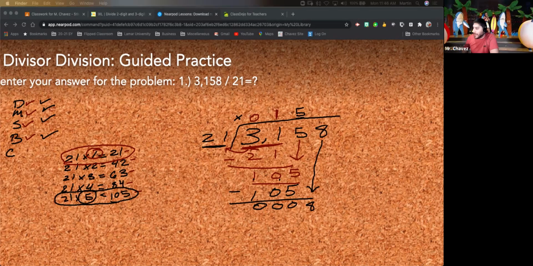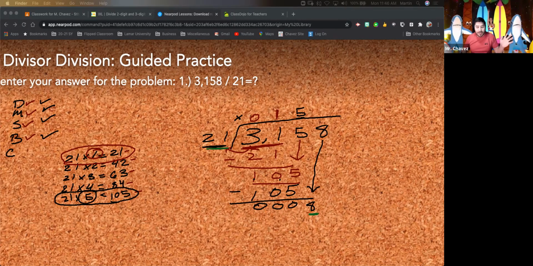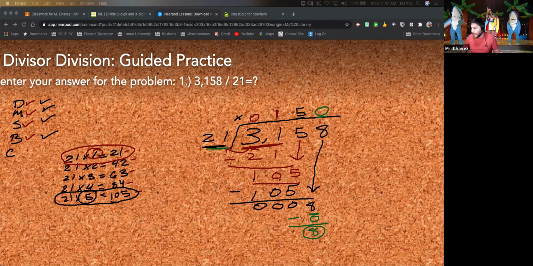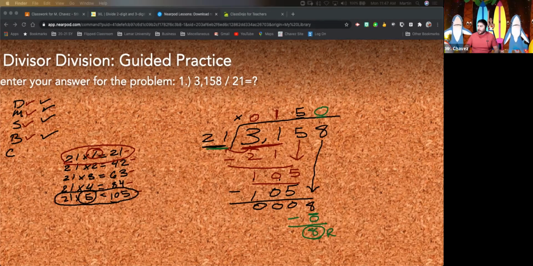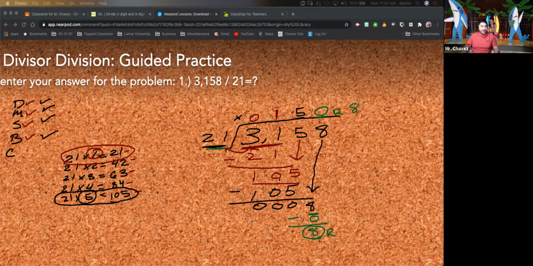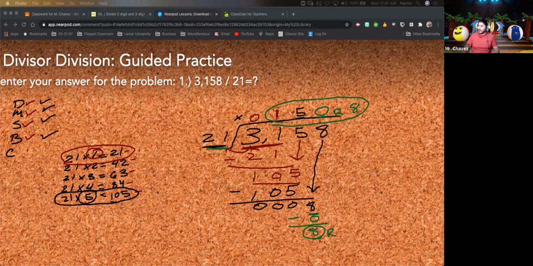All right, so now I have 8 divided by 21. Can we do that? You can't do it. 8's too small. So when that happens, all you got to do is just put a 0 on top. 0 times 21 is 0. You subtract 8 minus 0 is 8. And there it is. 8 is your remainder. So here's our quotient, 150 remainder of 8. You see? There's our answer. 150 with the remainder of 8.